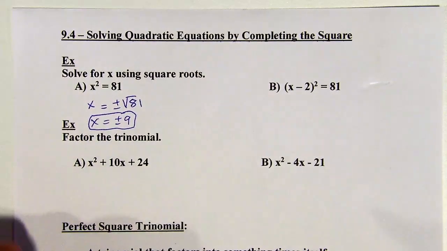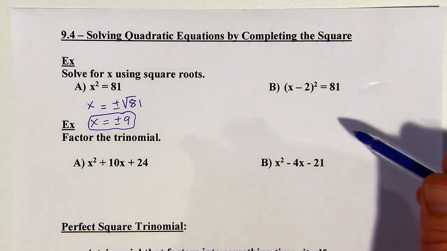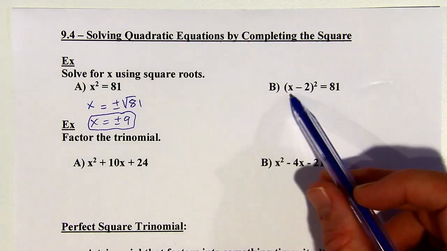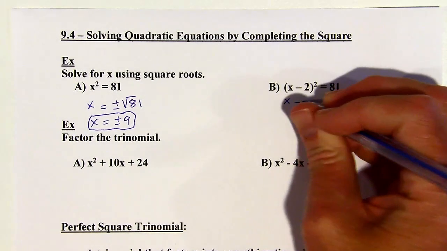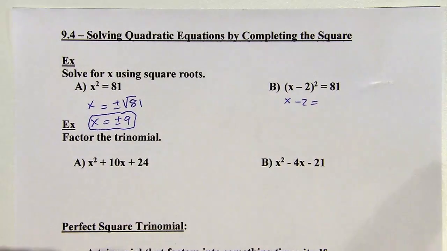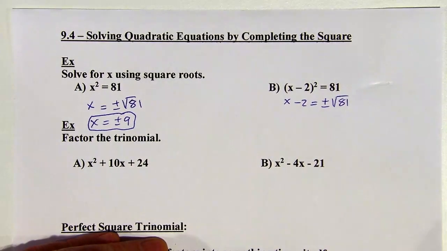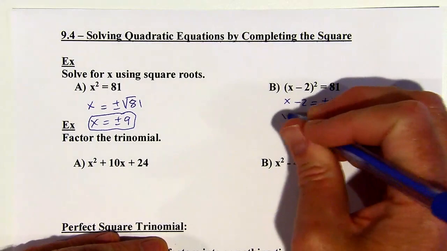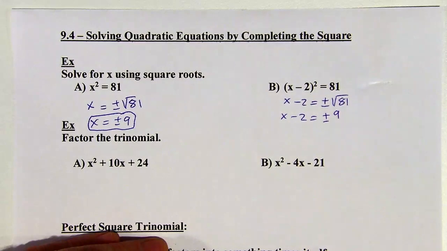Really important to remember every time you take the square root of both sides of an equation, you get a positive and a negative root. Okay, so the same kind of thing here. If I want to get rid of this exponent, I can take the square root of both sides. The left side will just be x minus 2. The right side will be plus or minus root 81. And the square root of 81 is 9. So I've got x minus 2 equals plus or minus 9.